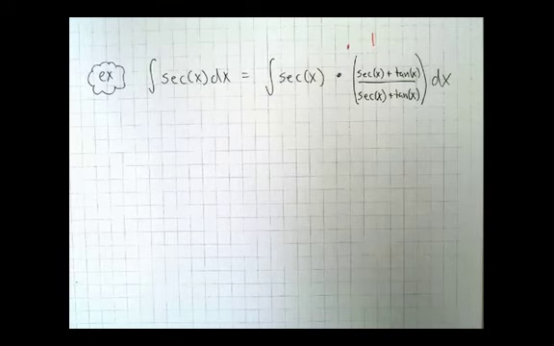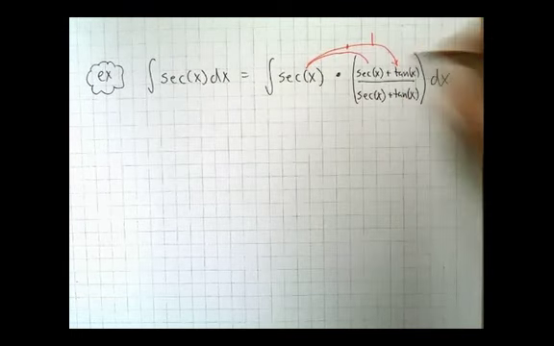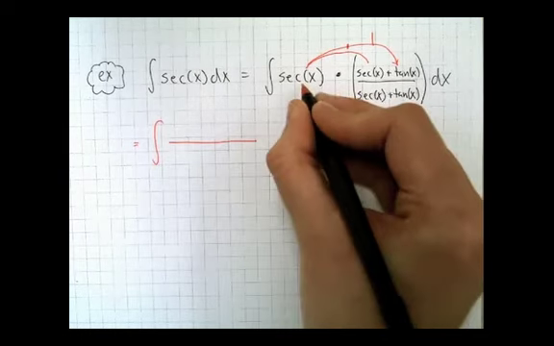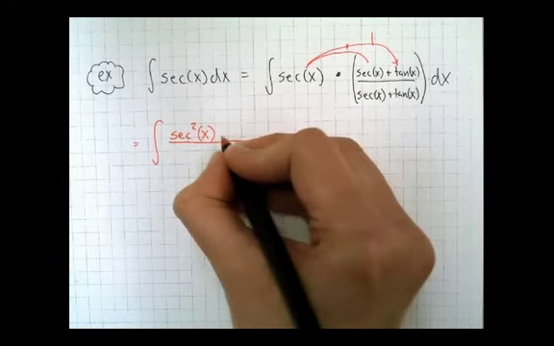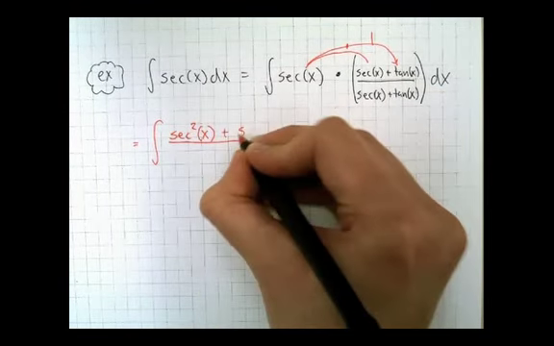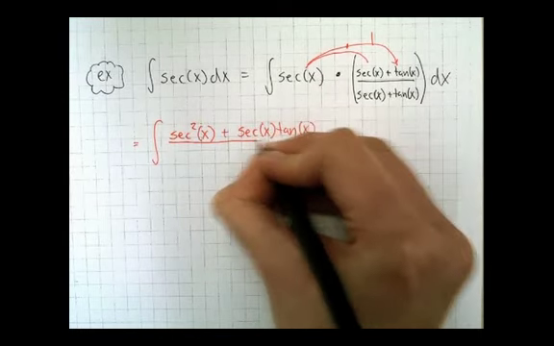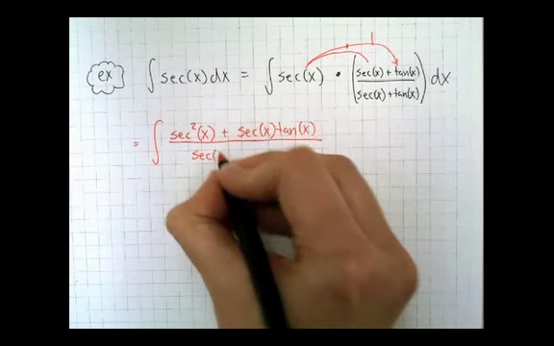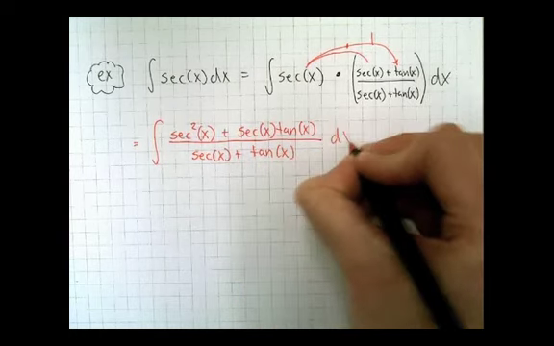But the reason I'm going to do this is because I'm going to try and make this problem a little more solvable. And the way I'm going to do it is I'm going to take secant and distribute it in. So I'm going to rewrite this integral. Now it's one big fraction, and on top I have secant times secant, so secant squared of x plus secant of x times tangent of x. And then on the bottom I have secant of x plus tangent of x dx.